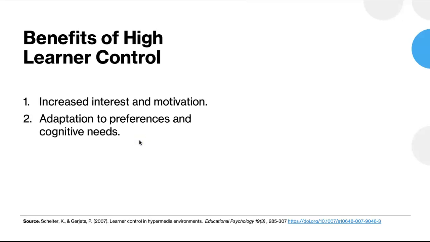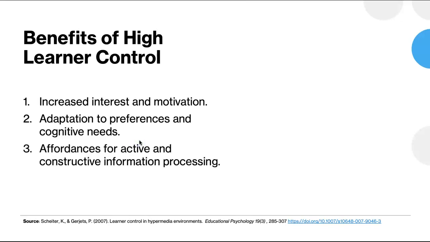Second, adaptation to preferences and cognitive needs, leading to better learning outcomes. According to Schnotz and Kürschner, 2007, learner-controlled hypermedia environments enable instruction that is adapted to the learner's preferences and cognitive needs, for example, to their prior knowledge level. That is, learners can select and sequence information according to already existing affective and cognitive structures. Giving learners control actively engages them in the learning environment, leading to better learning outcomes.